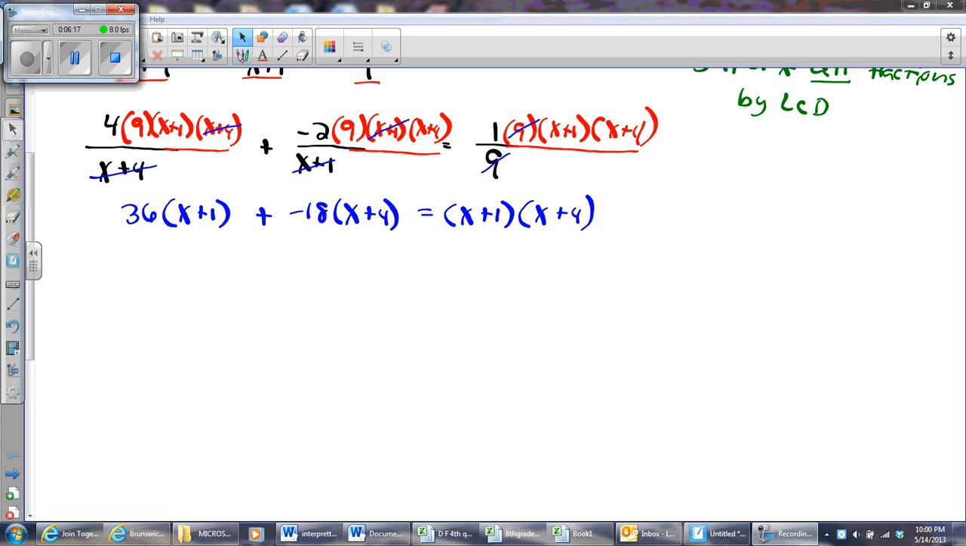Okay, so now I'm going to distribute this 36. You should all recognize this is a distribution problem. This is nothing new. Distribution is something you've been doing for many years. This middle one is a distribution problem.